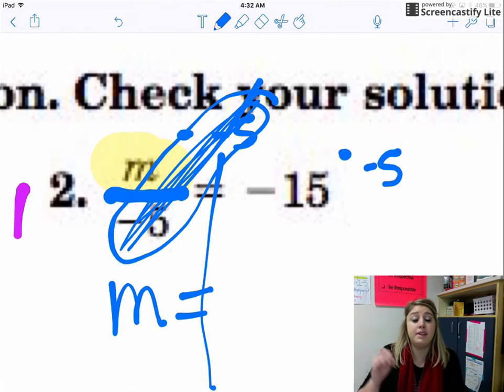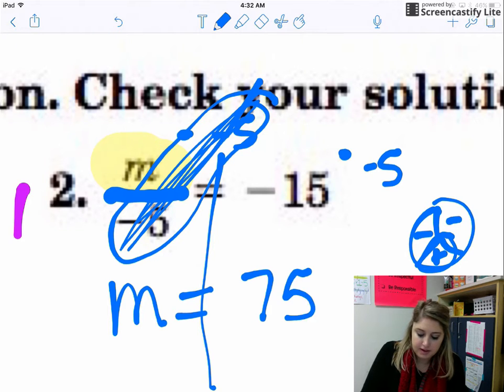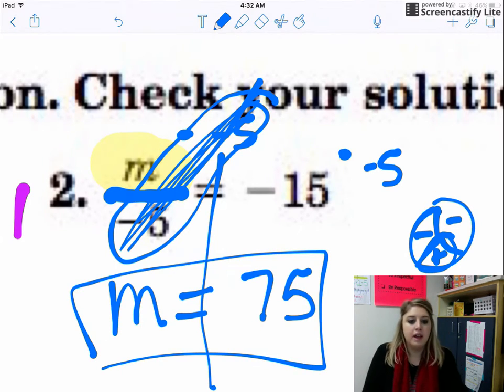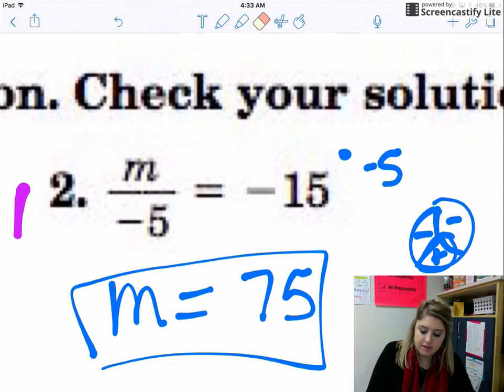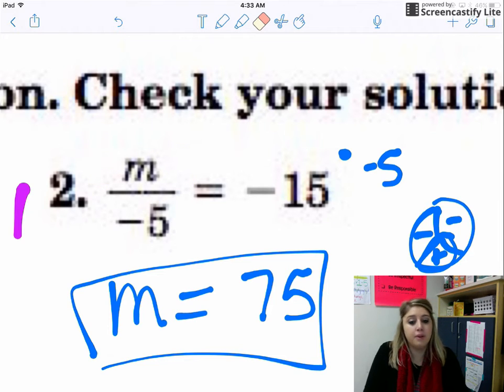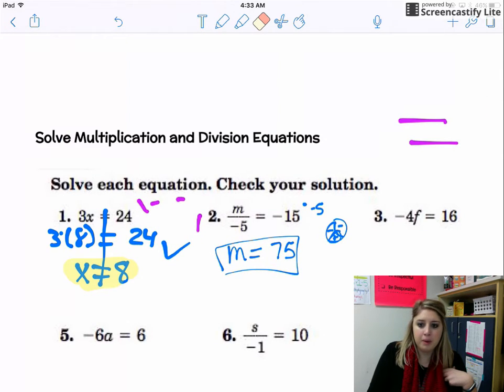Excuse me, -15 times -5. When we take two negatives, don't forget Sleepy Man, that two negatives make a positive. And so this would be positive 75. And you could always go back through and check: if I took 75 divided by -5, would that give me -15? And it would. Okay, so let's try one more.